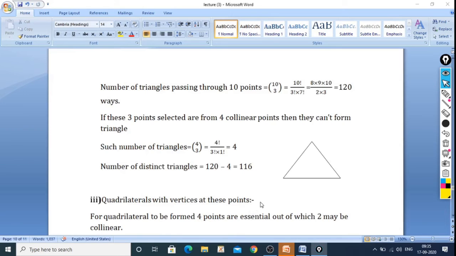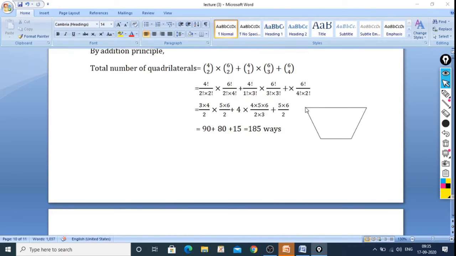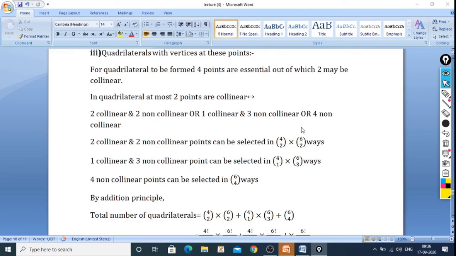The third part is quadrilateral. Quadrilateral with vertices at these points. Now for the quadrilateral to be formed, we require 4 points. Now from these 4 points of the quadrilateral, say 1, 2, 3 and 4, out of that, these 2 are collinear, or these 2 can be collinear, or these 2 can be collinear. That means 2 can be from the collinear points.